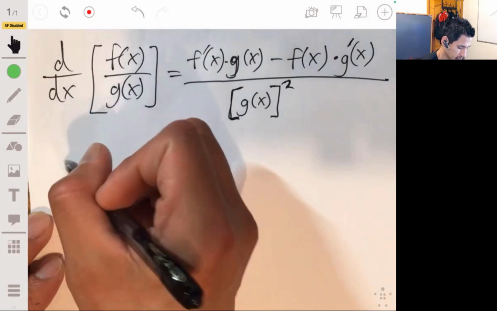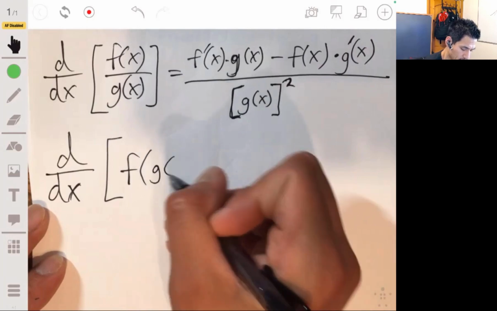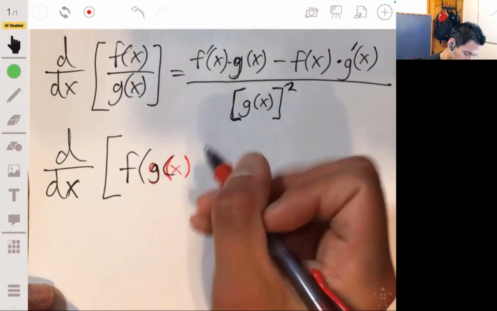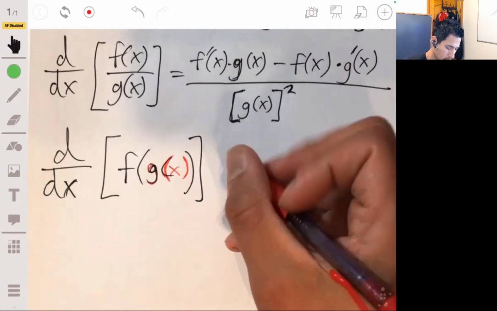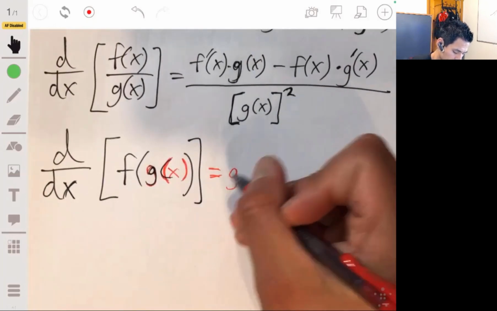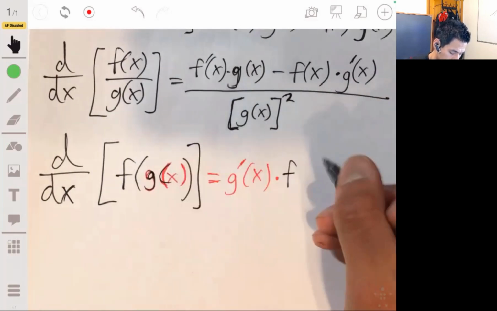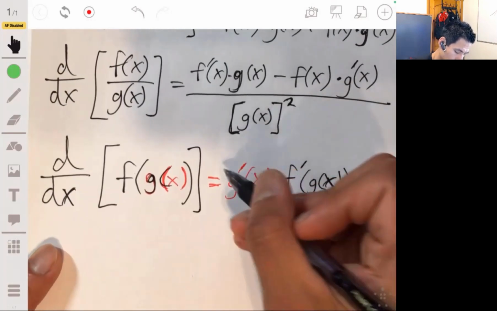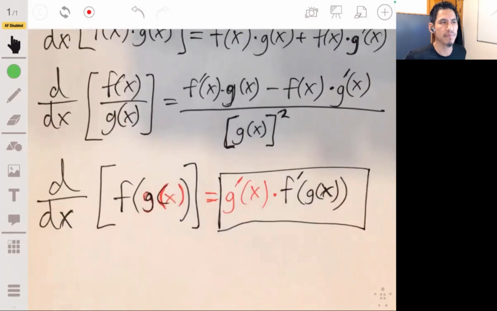Anyways, the last one is the chain rule. This is when you have a function of a function. It's like a composite function. You have f of g of x, so you have an inside function in red. For this you would need to take the derivative of g of x and then multiply by the derivative of f of g of x, so f prime of g of x. That's your chain rule. Really practice with these rules, especially the chain rule, because it does take some time to catch on to it. That was the hardest one for me.